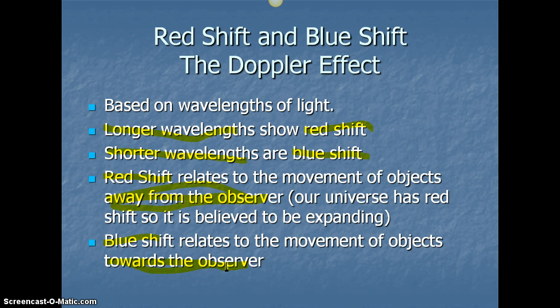Okay, so our universe, based on the Hubble telescope, we've been able to observe this. Our universe has red shift, so it's believed to be expanding. If it's currently expanding, you would assume that at one point everything was much closer together. That idea allows us to come up with the Big Bang Theory, that everything was once closer together and is continuously expanding away.